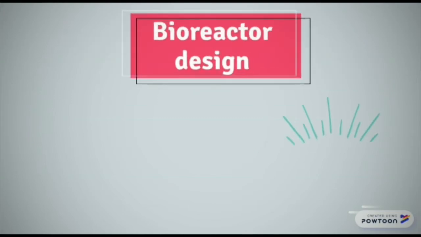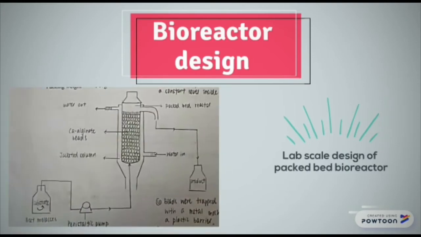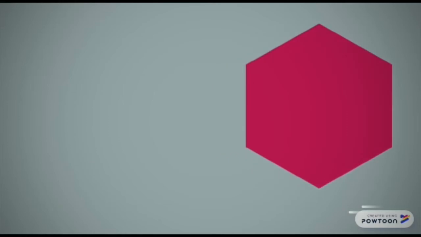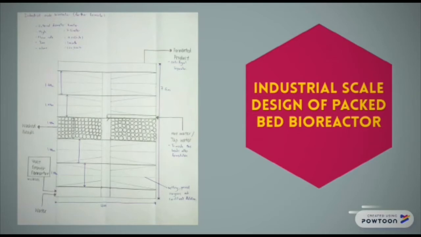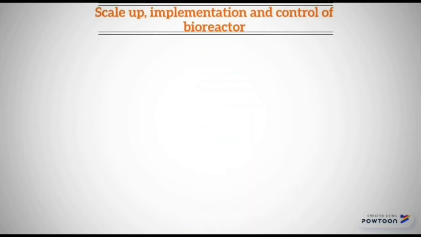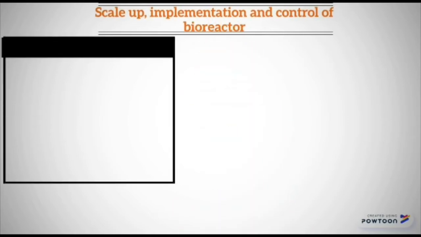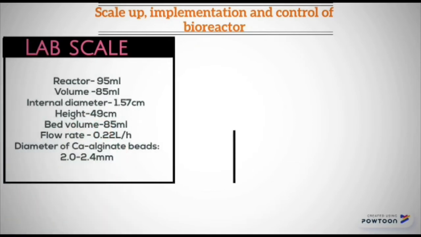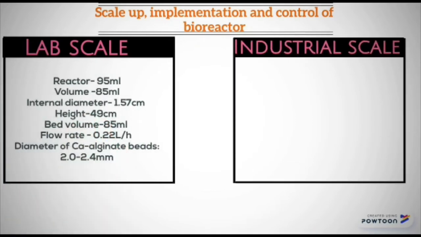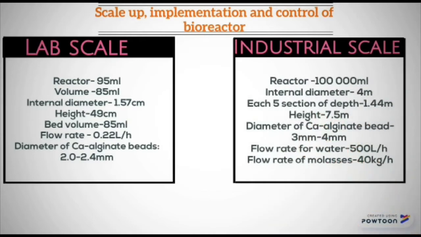So here is the bioreactor design. These are the bioreactor design for lab scale and industrial scale. Here is the data used for scaling up from the lab scale to industrial scale, where the pH and temperature are constant for both scales.